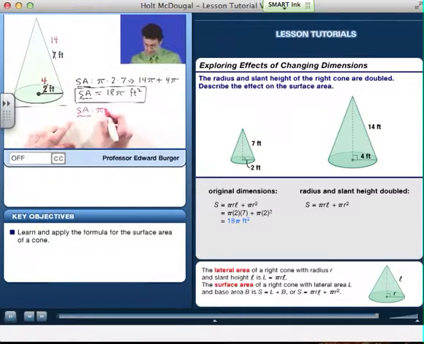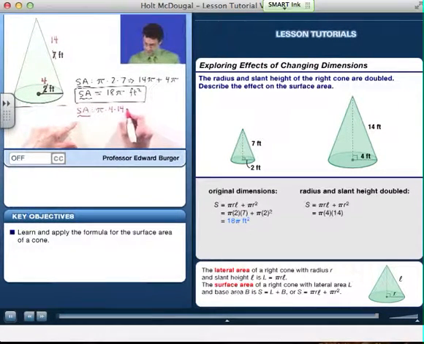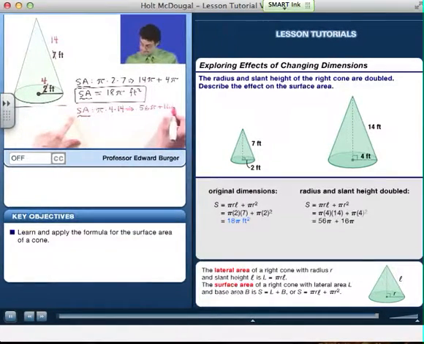Well, the lateral area is going to be pi times r times the slant height, which is 14. And so that part alone gives me 56 pi. But then I've got to add on the area of the base, which is pi r squared, but now the r is 4, so that's going to be 16 pi. And so the new surface area is going to equal this sum, 56 plus 16, so it's 72 pi feet squared.